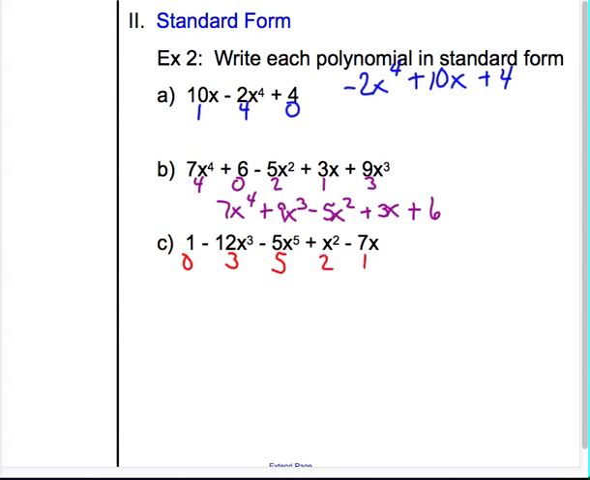So putting this in order, I've got a negative in front of my 5, so it's a negative 5x squared minus 12x cubed plus x squared minus 7x, and finally my constant plus 1.